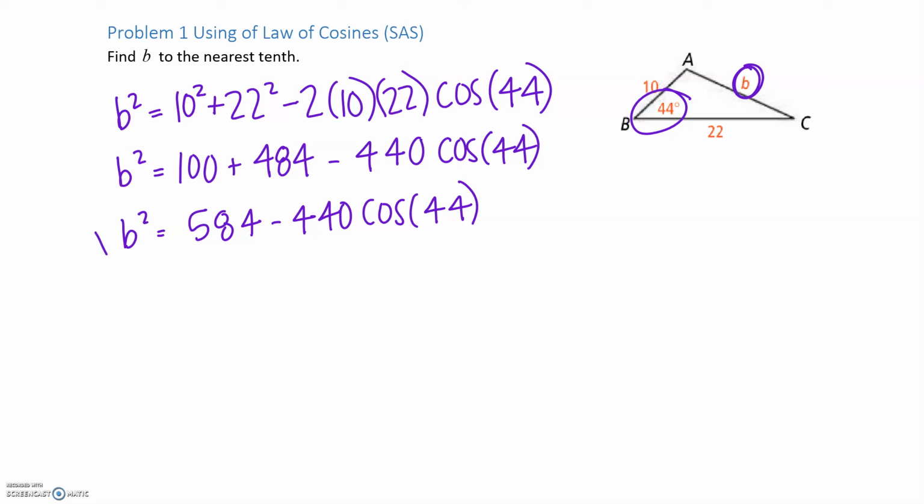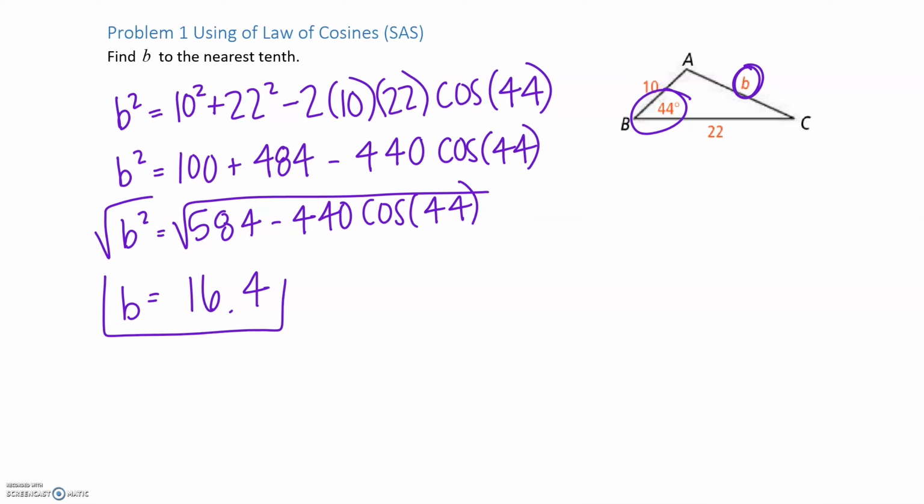From here, we are going to take the square root of both sides, so we are going to type the square root of 584 minus 440 cosine of 44 in our calculator. That should leave us with 16.4, and that's going to be our answer. b is going to be 16.4.